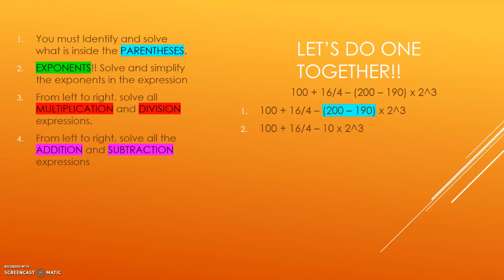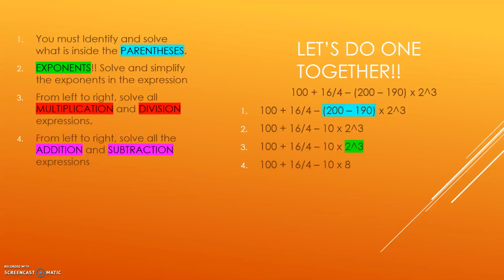Then after parentheses, we look, are there any more parentheses? Nope, no more parentheses. We go next to the exponents. Boom, exponents, 2 to the third, which is 8. 2 times 2 is 4, 4 times 2, 8. There you go, do the exponents. And then we look, no more exponents.